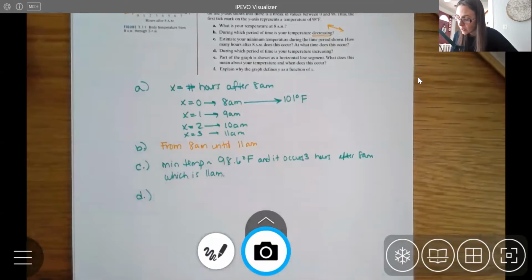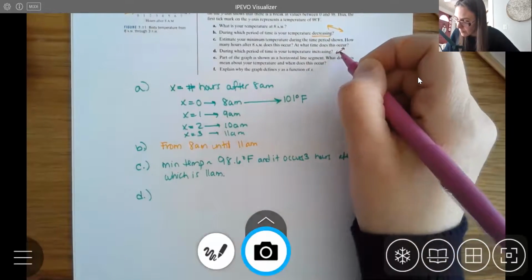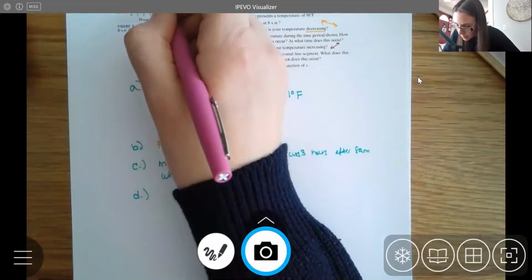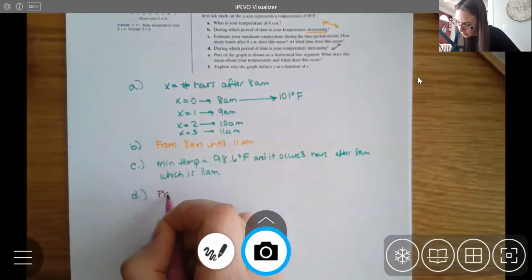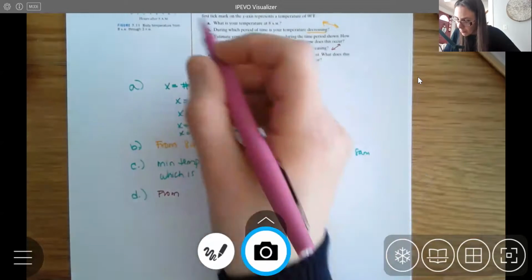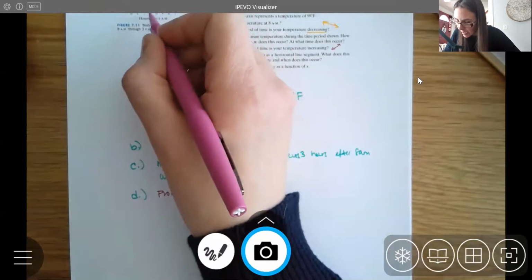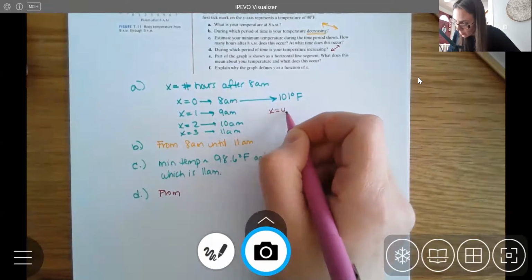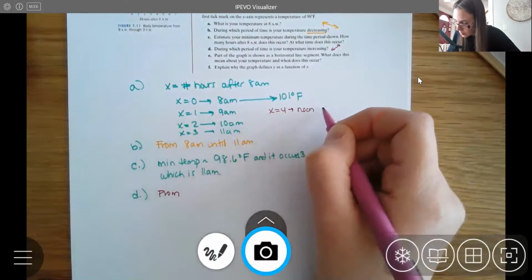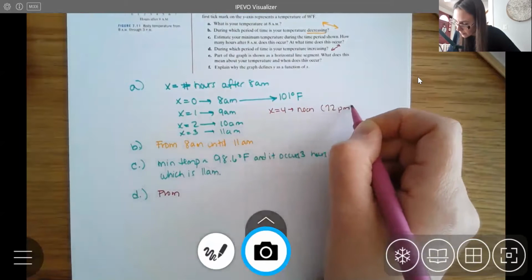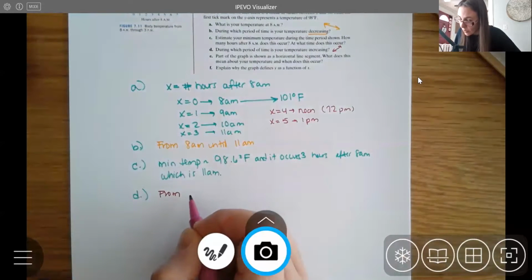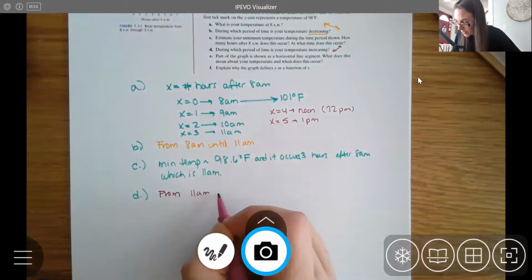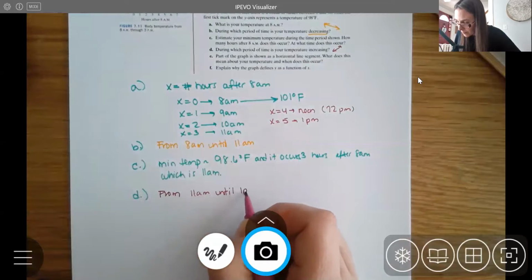During which time period is your temperature increasing? Well, we can see we're increasing or going up. So increasing means you're going up from here to here, right? So the graph is going up. So it is increasing from, let's see, that's 11 a.m. When X equals 4, we're at noon, so 12 p.m. And when X equals 5, we're at 1 p.m. So we're increasing from 11 a.m. until 1 p.m.